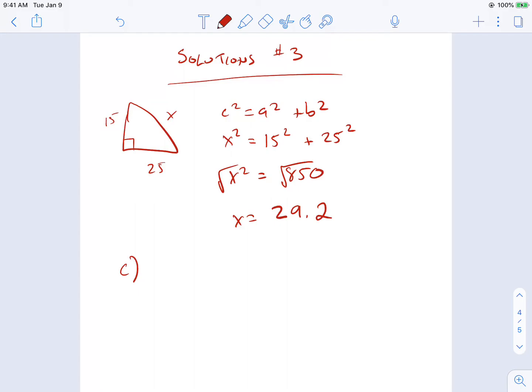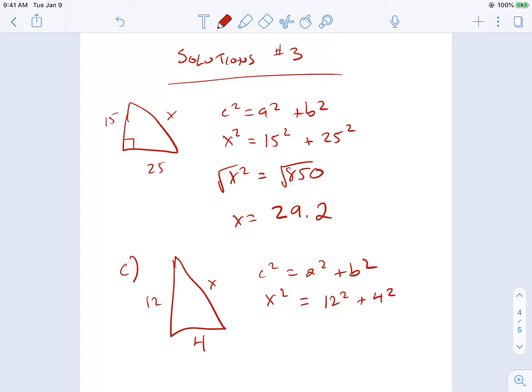C, very similar. So we have 12, we have 4, and we have x. So we have c squared equals a squared plus b squared. Always want to make sure you write your formula. X squared equals 12 squared plus 4 squared. So we'll do that right in our calculator. X squared equals 144 plus 16, which is 160.